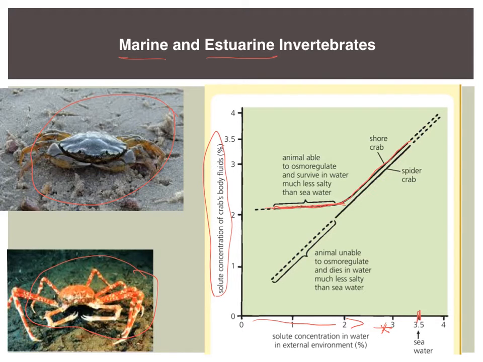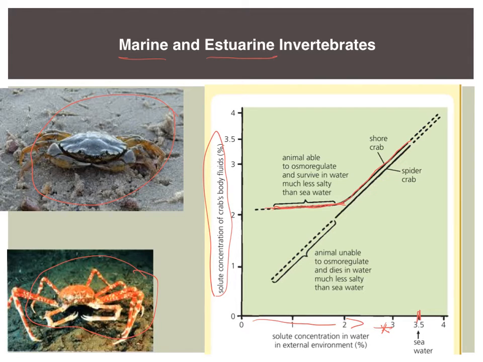So what we're seeing here is that the shore crab is, we're complicating the issue a little bit. He's a conformer, but he's also got an ability to regulate as well. So he's a regulator conformer, which makes things a little bit more complex.